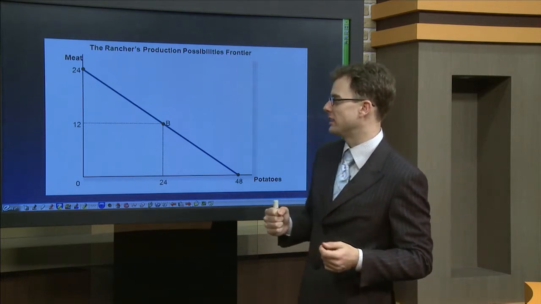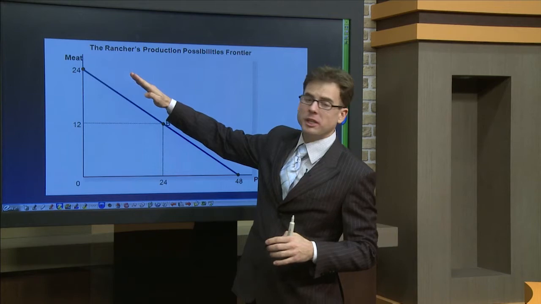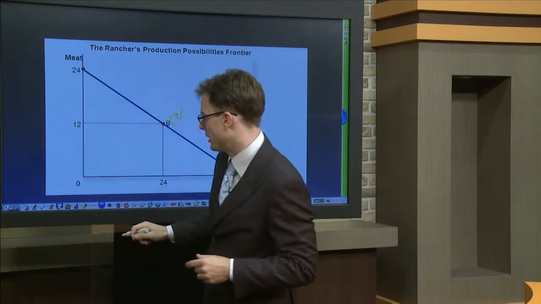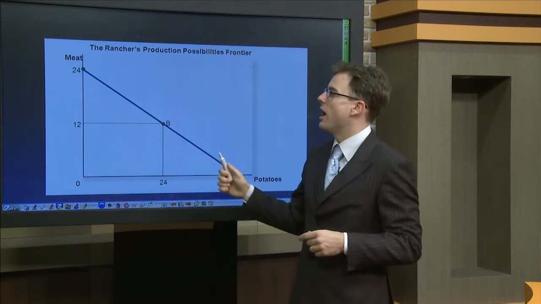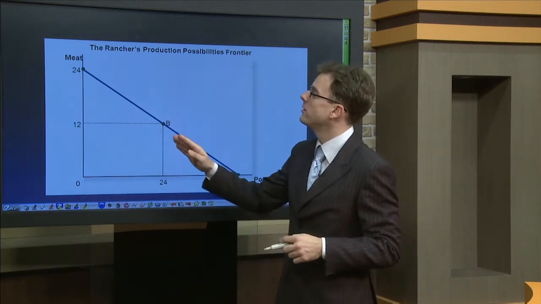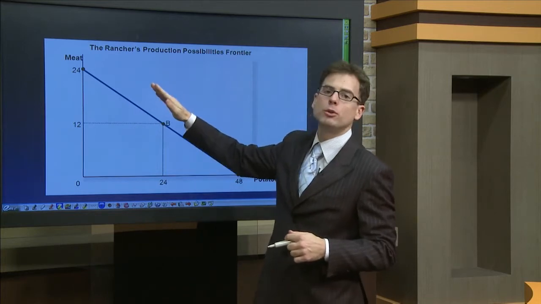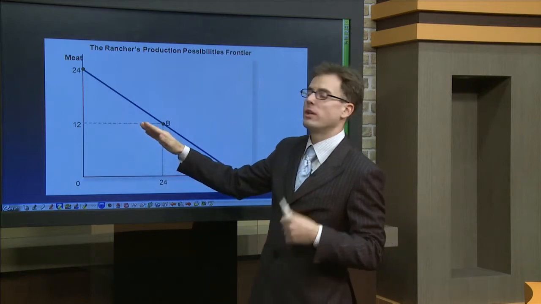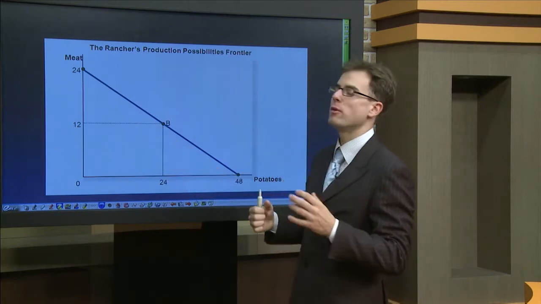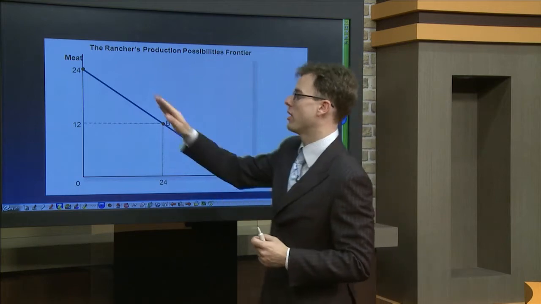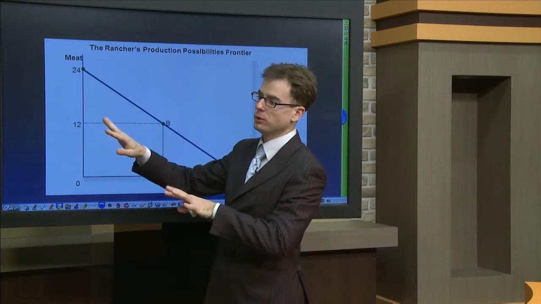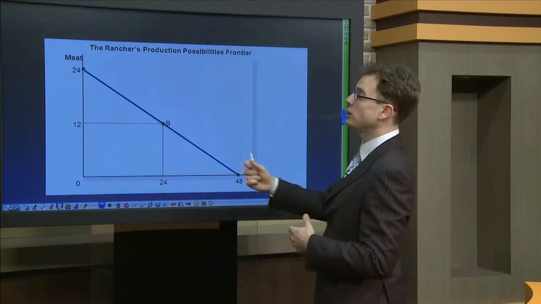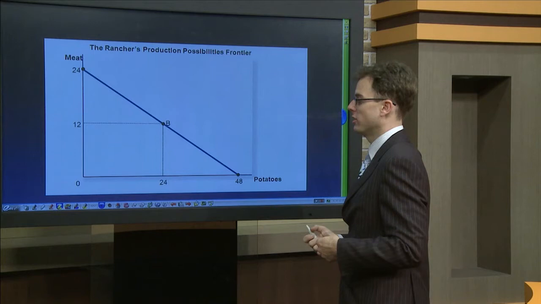Another thing we can notice is that the rancher's production possibilities frontier is higher up than the farmer's production possibilities frontier. And that means that the rancher has an absolute advantage in the production of both commodities, and the farmer has an absolute disadvantage in the production of both commodities. If both individuals have the same amount of absolute resources, time, the rancher could produce more of both commodities.